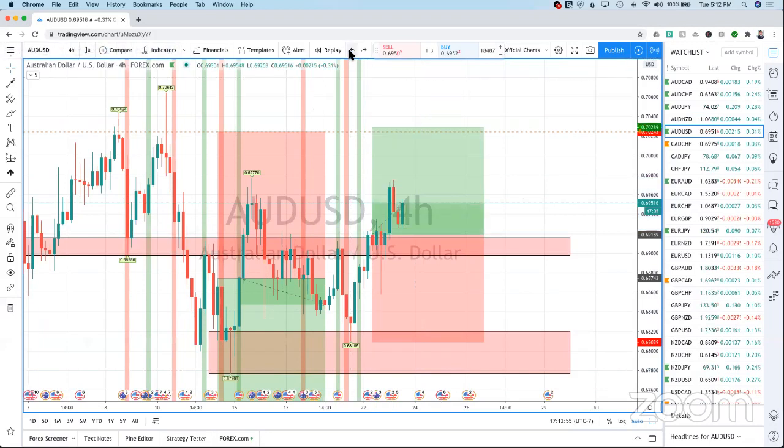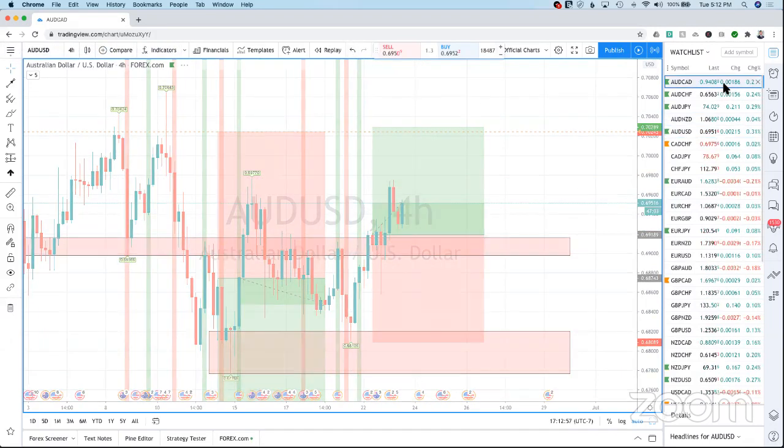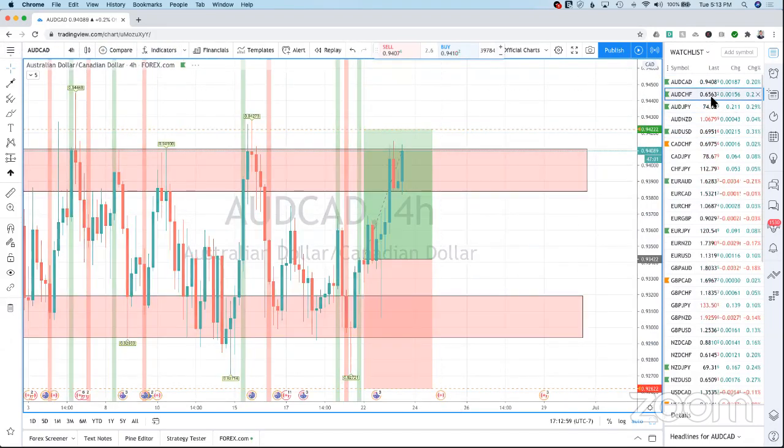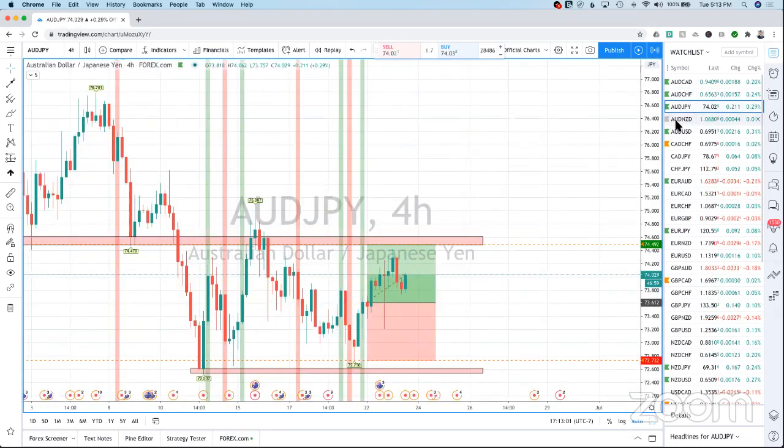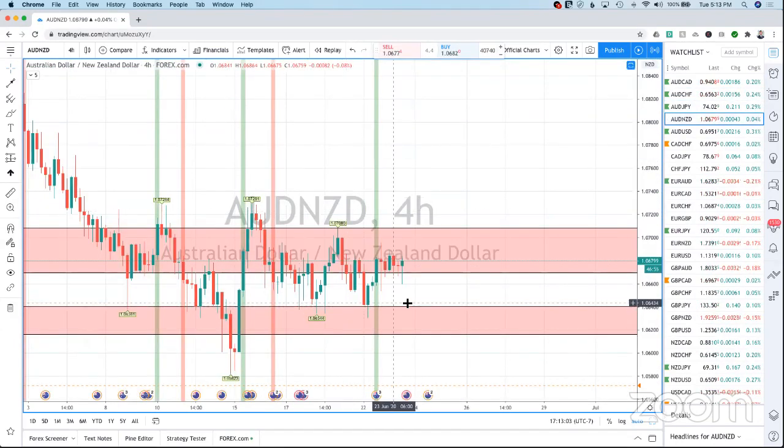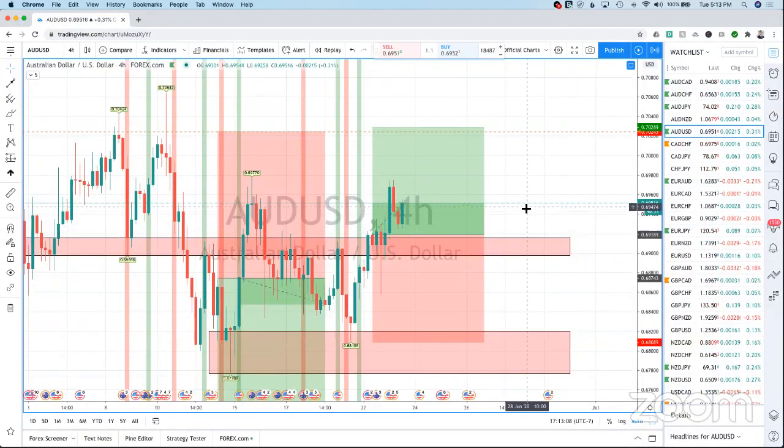If not, I think it's still going to keep coming up because it is coming up with everything else. It's coming up with AUDCAD, AUDCHF, AUDJPY. AUDNZD is going sideways right now. But pretty much for all of the AUD pairs, they all look bullish right now. So I think you should be good if you're in a bullish buy.